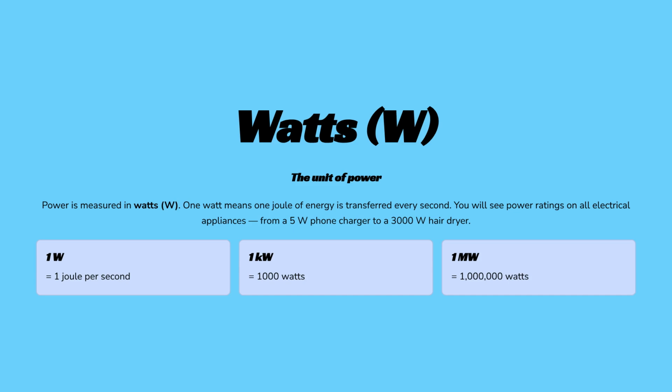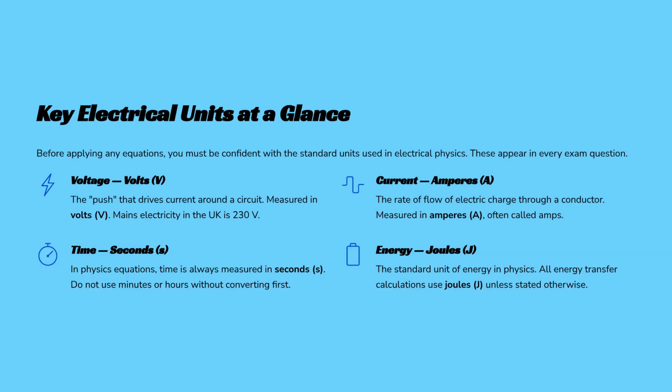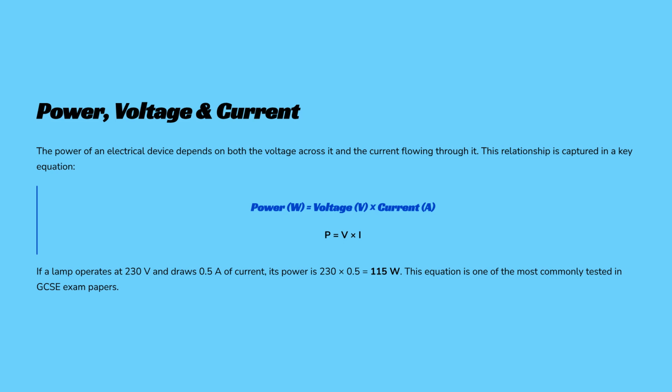Power is measured in watts, where 1 watt equals 1 joule per second. You will also encounter kilowatts and megawatts for larger power ratings. To succeed in physics exams, be confident with these standard units: volts for voltage, amperes for current, seconds for time, and joules for energy. The relationship between power, voltage, and current is given by the equation: power equals voltage times current. This is a fundamental concept in many exam questions.